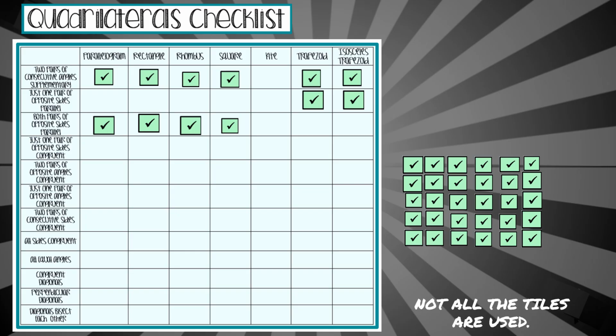Just one pair of opposite sides congruent. Just one pair. Isosceles trapezoid. That's it. 2 pairs of opposite angles congruent. Let's see here. Parallelogram. And since it works for parallelogram, all 4 of the parallelograms work. So parallelogram, rectangle, rhombus, square.